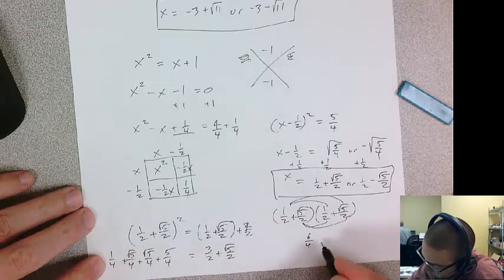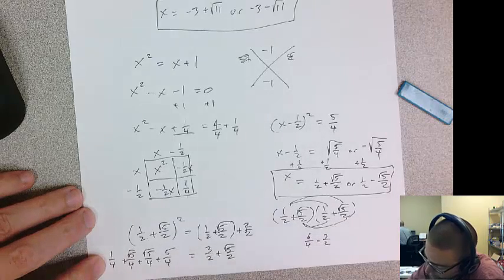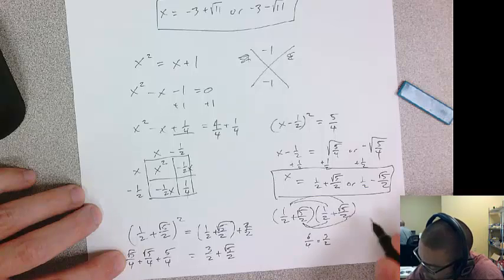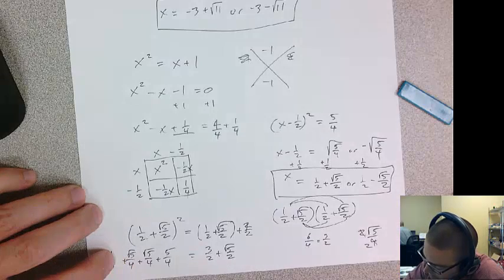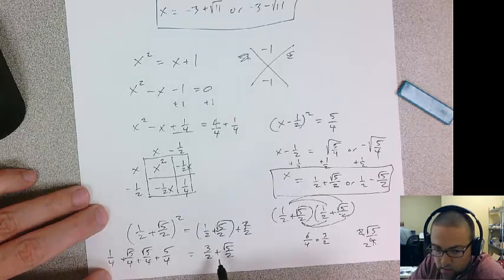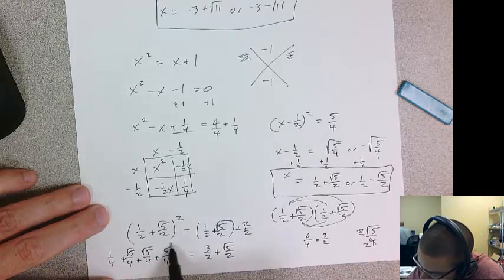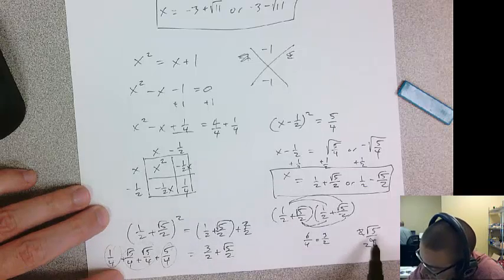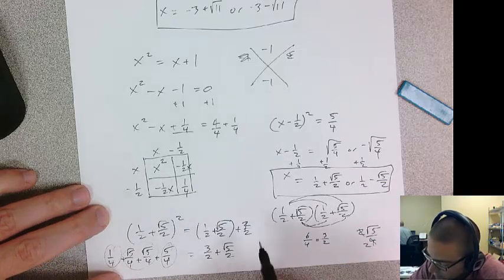And I'd have square root of 5 over 4 plus square root of 5 over 4 would be 2 square roots of 5 over 4, and then I could simplify that to make it that. So I'd have this side of the equation is equivalent to this side of the equation. These two combine to make 3 halves, and these two combine to make square root of 5 over 2. So that checks out.